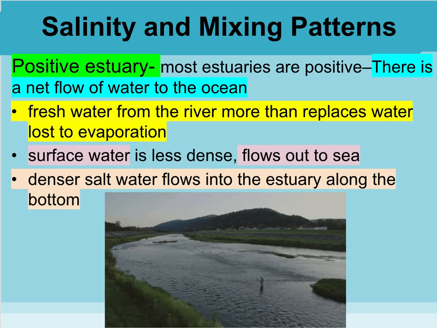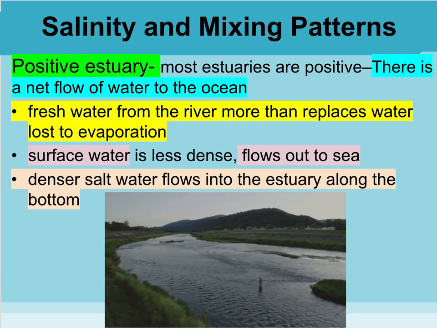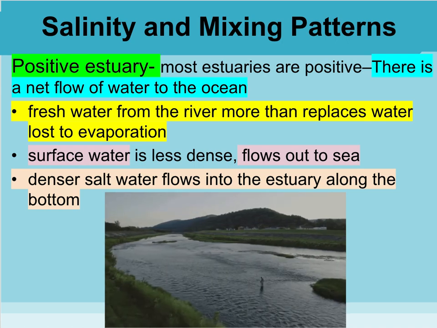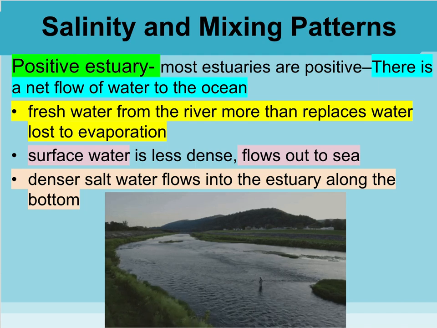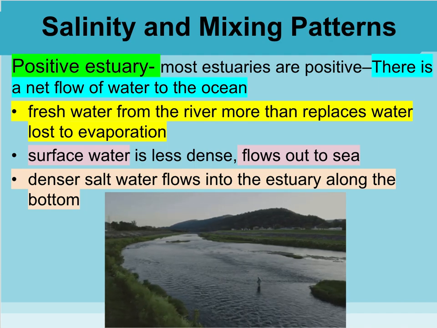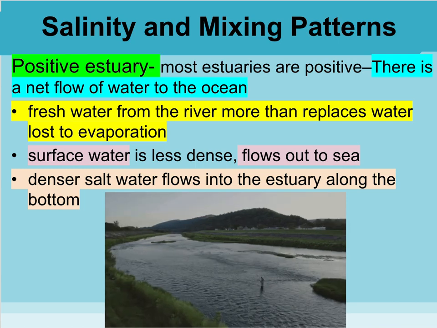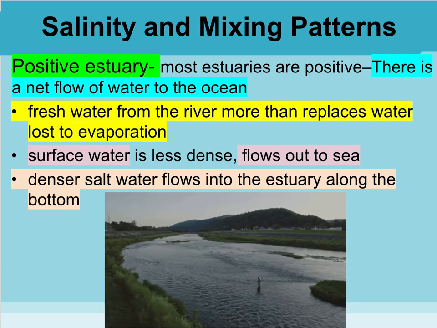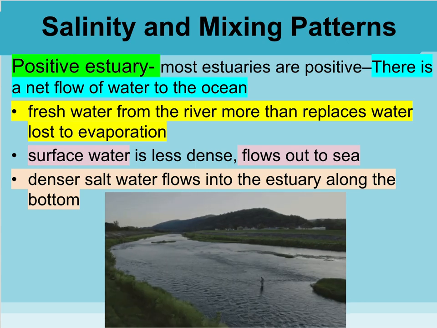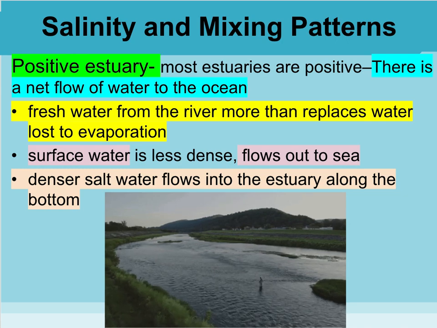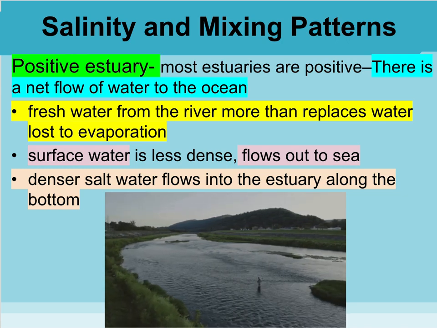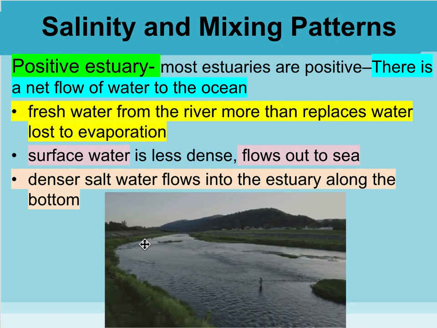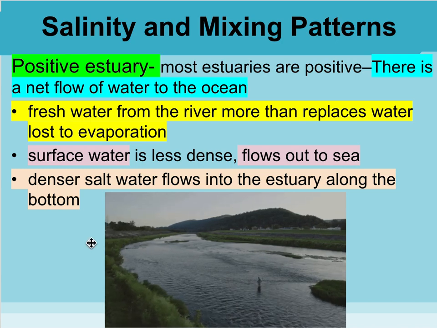Okay, so different types of estuaries. You can have them be called a positive estuary or a negative estuary. A positive estuary is where there's a lot of river water flowing out to the ocean. So there's a lot of fresh water flowing out to the ocean, and there's so much of it that you don't have to worry about evaporation of the fresh water here. The surface water is a lot less dense and it flows out to the ocean, and then the denser salt water is down below. So that's called a positive estuary. More flow in from the river.